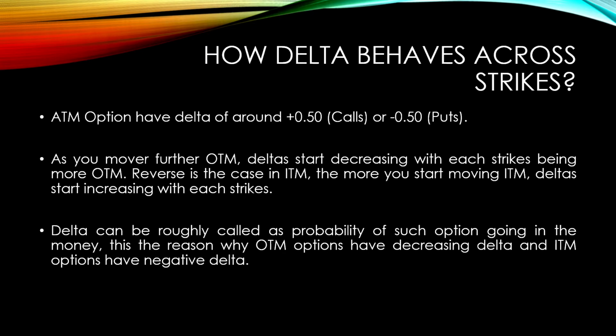So again, back to our sheet. At the money options have a delta of around 0.50 or minus 0.50. So at the money options, as I told earlier, have delta around 0.50, but it is around 0.50. It might be 0.55, 0.56, around 0.50. As you move forward, delta will start decreasing.